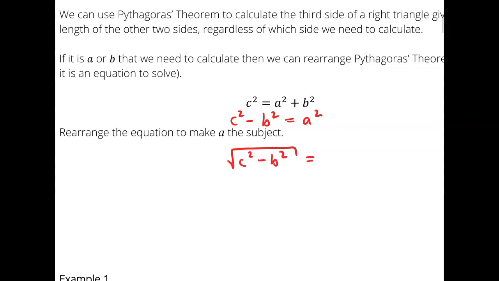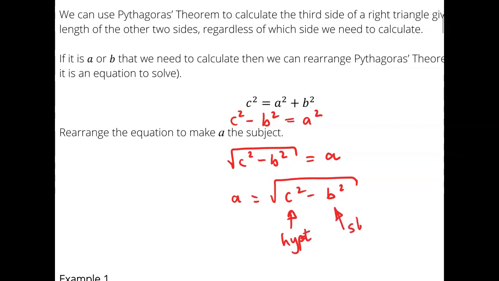Now, this may or may not be familiar to you. It was in one of the other equations in that rearranging sheet we did. Or if you prefer, a equals the square root of c squared take away b squared. So there's a take away involved. Remember, c represents the hypotenuse and b is another short side. And a is the second short side in the triangle. So that's also a short side.